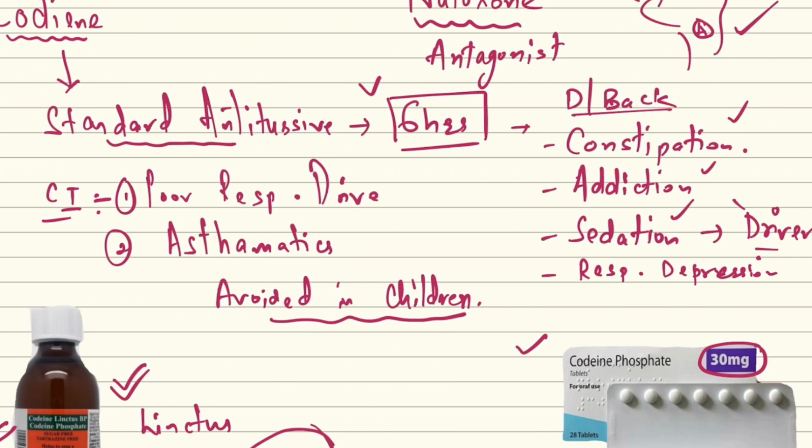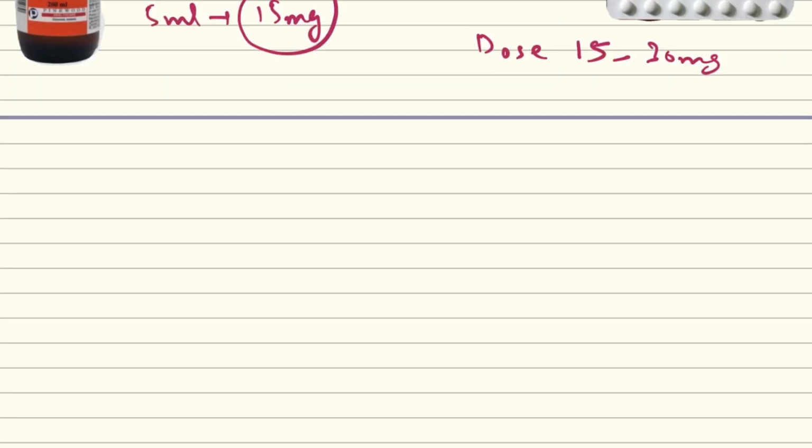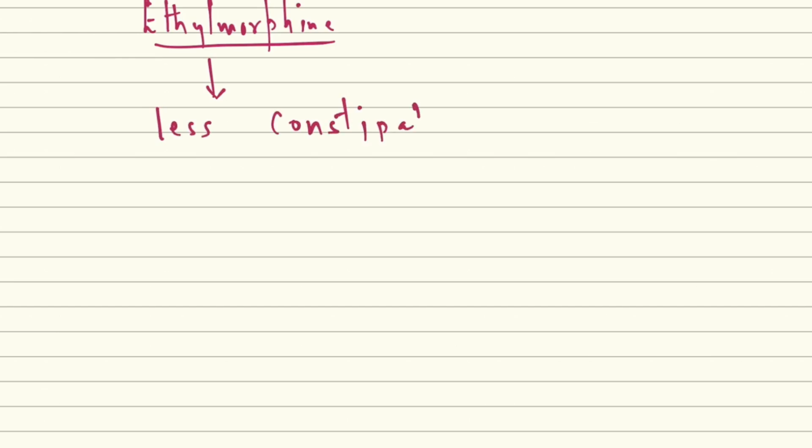So this was about codeine. Now another drug is ethyl morphine. Codeine was methyl morphine. Another drug is ethyl morphine. This drug is closely related to codeine, and its action and efficacy are almost similar to codeine, but it is less constipating. It is a less constipating drug when compared with codeine.